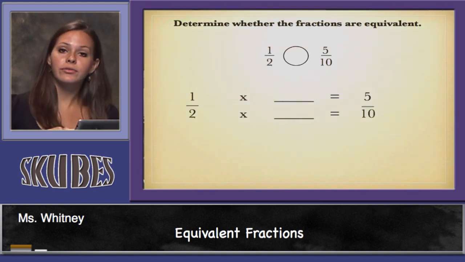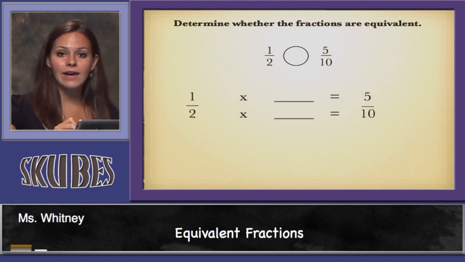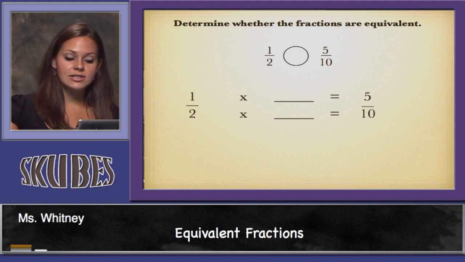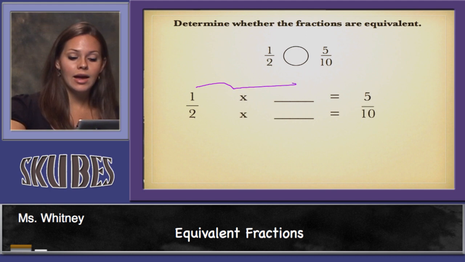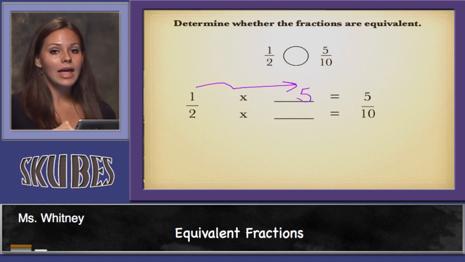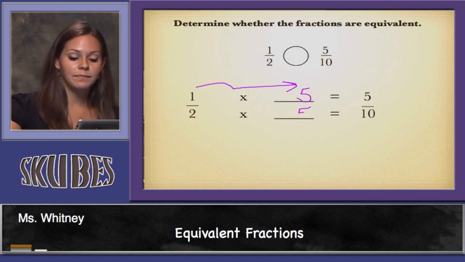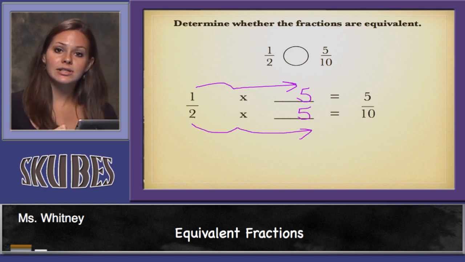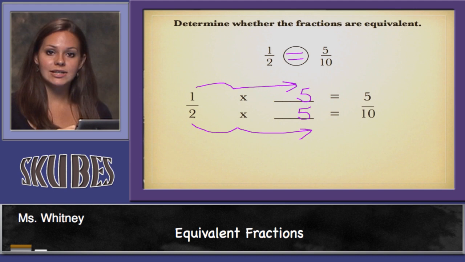Now let's determine whether the fractions are equivalent. We want to know if 1/2 is equal to 5/10. So let's ask ourselves, can we multiply 1 times a number that will be equal to 5? I know that I can multiply 1 times 5 and get 5. Now I have to see if my denominator can be multiplied by the same number. So let's try. 2 times 5 is equal to 10. So therefore we know that 1/2 is equal to 5/10.